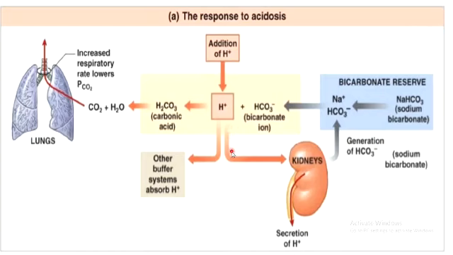And also from the kidneys there will be more excretion of hydrogen ions, and the other buffer systems will also accept this hydrogen ion and neutralize them in order to compensate for any fall in pH. And this depends upon the bicarbonate reserve from where bicarbonate ion is coming into the plasma.